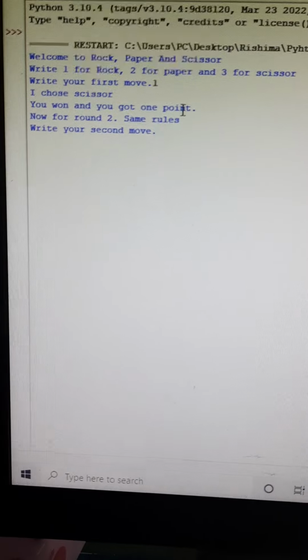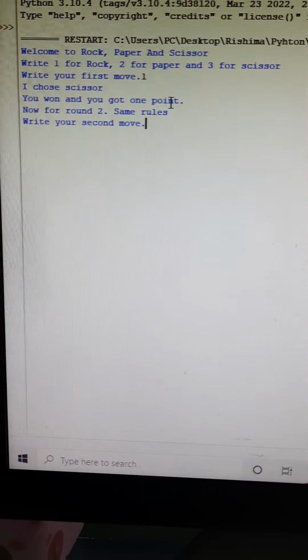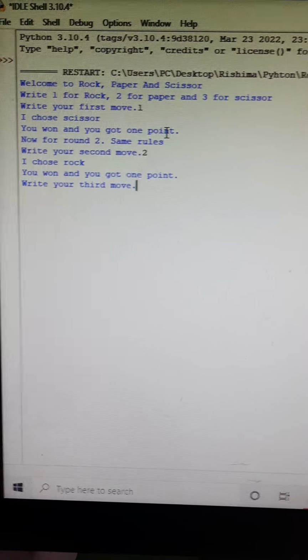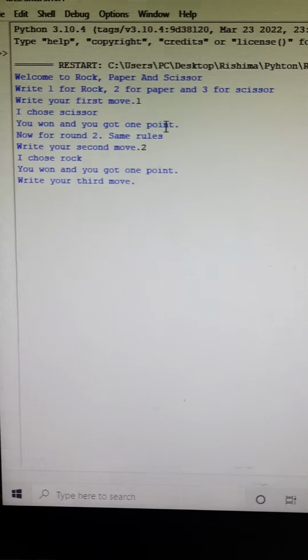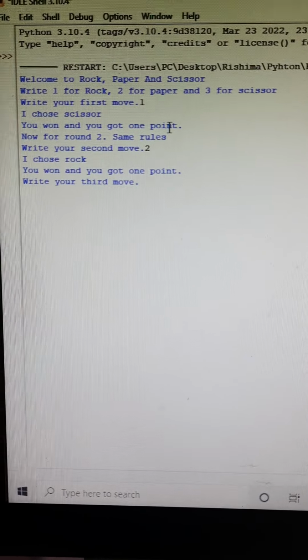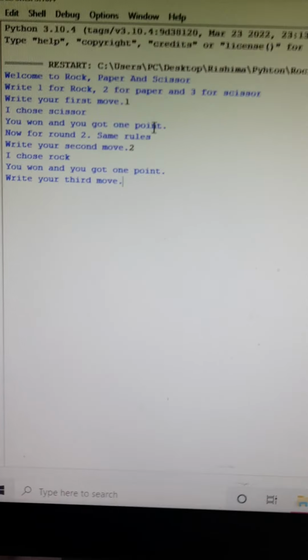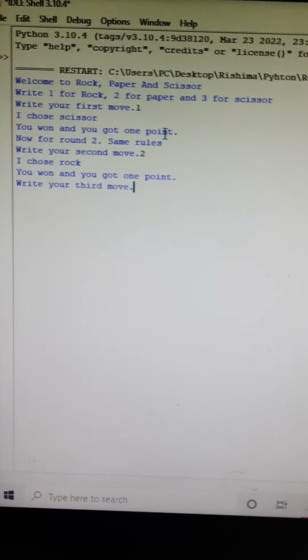Then round 2 begins. It asks us for a second move. Let our second move be 2. Then the computer tells us what it chose. So it chose rock, and then it tells us who won. So in the second round we won again because 2 was for paper and paper defeats rock.